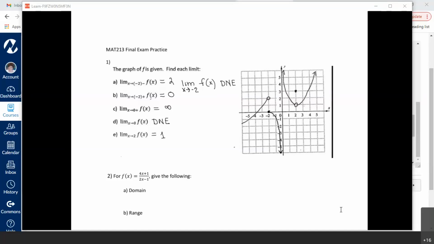So the limit is talking about the y values you're getting close to, right? Here you can see you're getting close to 2 different y values, so there's no limit. But here, when you've got a hole just taken out like this, the limit will exist.